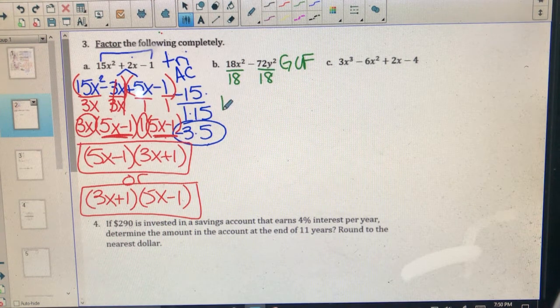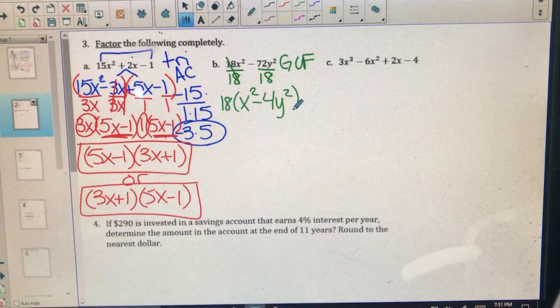Remember, when you're doing GCF, you put that GCF out in front and you follow it with parentheses, and then you divide. These 18s cancel, and I'm left with x squared. That 72 divided by 18 is going to be a minus 4. Make sure you bring down that minus, and then the y squared comes down.